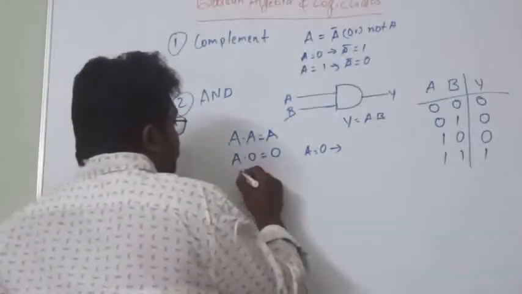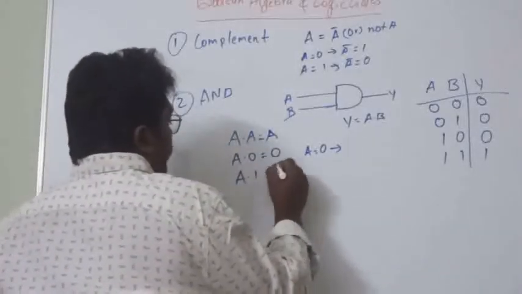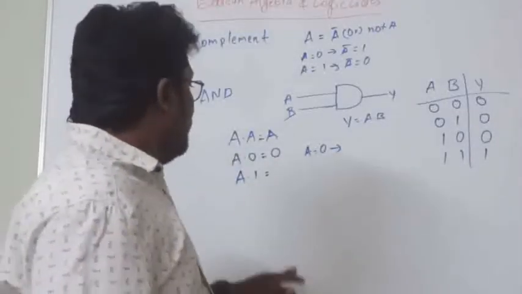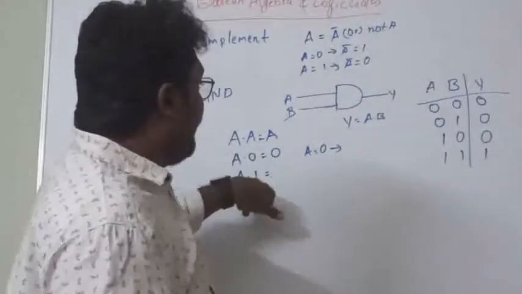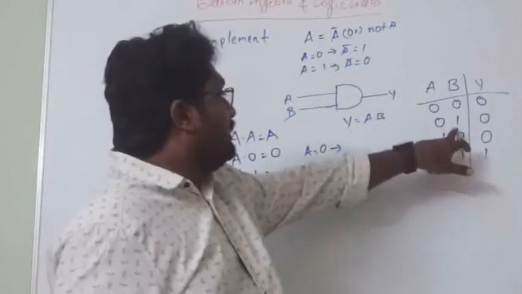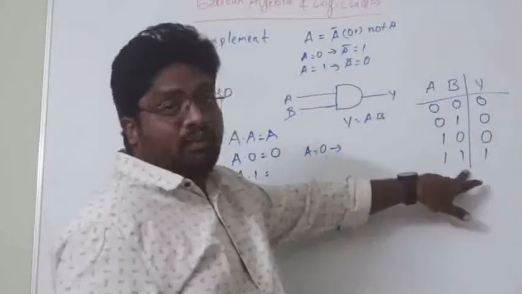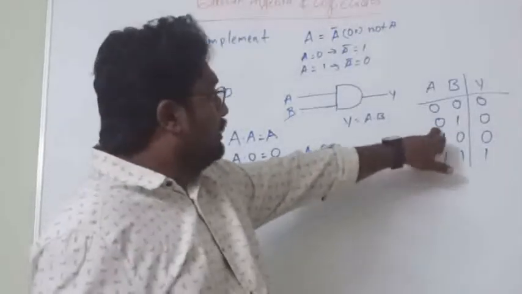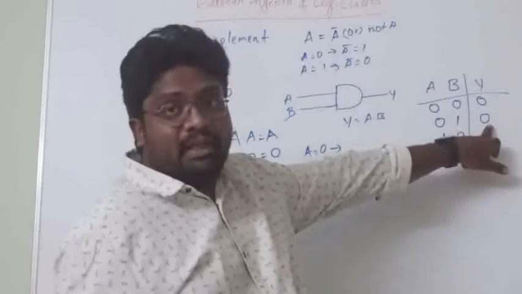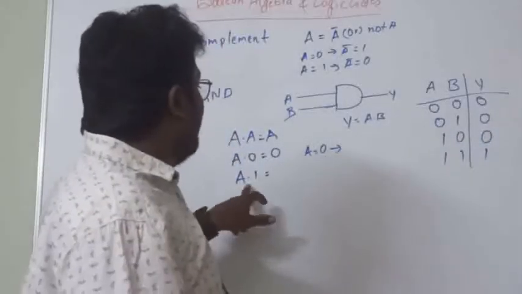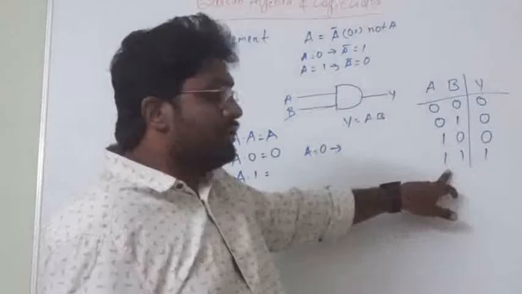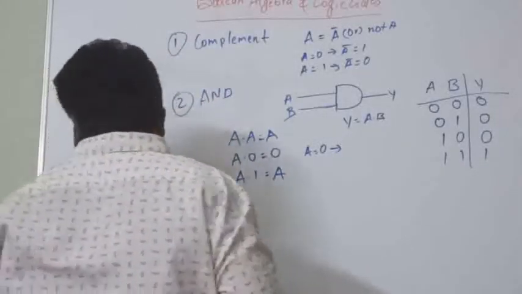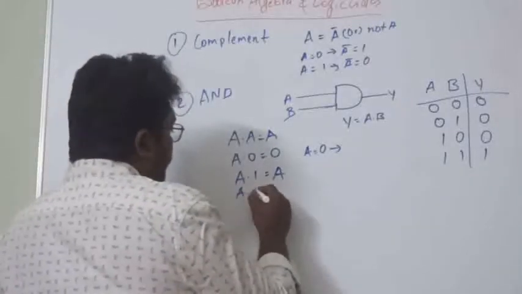The next one is A and 1. If we are given A and 1, then let us see. For variable B we have 1. So if A is taken as 0, the same A will be replicated here, and if we take A equals 1, the same A is replicated here. So the output will be A.